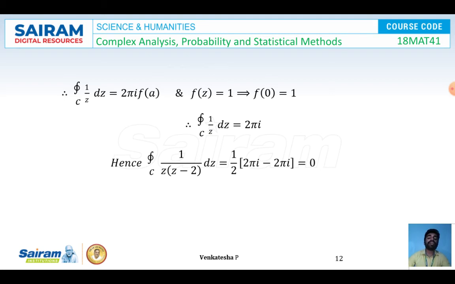Now I'll be replacing these two integral values in the main equation. So I got the integral over the region C of 1 by z into z minus 2 dz is equal to 1 by 2 into (2 pi I minus 2 pi I). The value is 0.